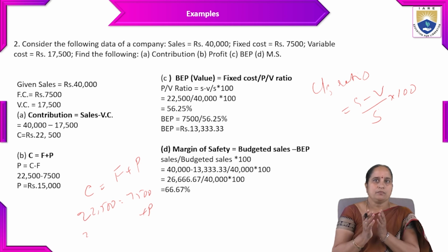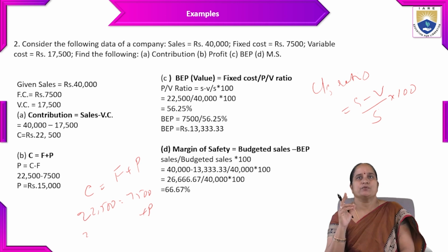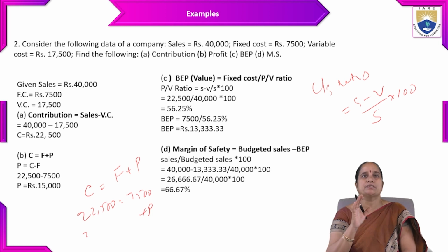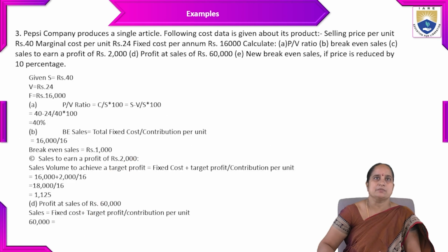So divided by budgeted sales into 100. Budgeted sales are already given, that is 40,000, the estimated sales, minus sales at BEP we have calculated, divided by budgeted sales into 100. So the margin of safety in terms of percentage is 66.67%. So like this we have to calculate the problems using BEP analysis.